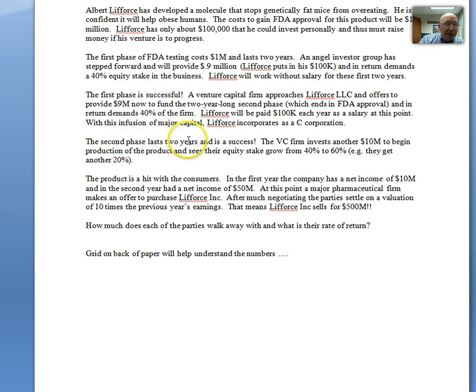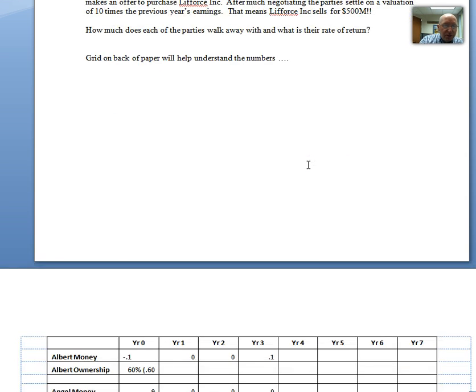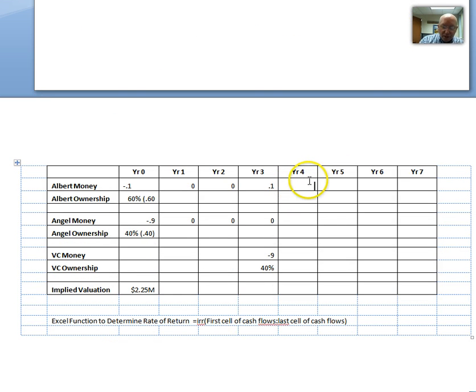Two more years pass and things are a success. Now they need to ramp up into production, and that's going to take $10 million. The VC is willing to invest that, but they want an additional 20% equity to take their equity ownership from 40% to 60%. Okay, so we go down to here. 1, 2, I'm sorry, I did that wrong. 1, 2, Albert still continues to draw his salary of $100,000.